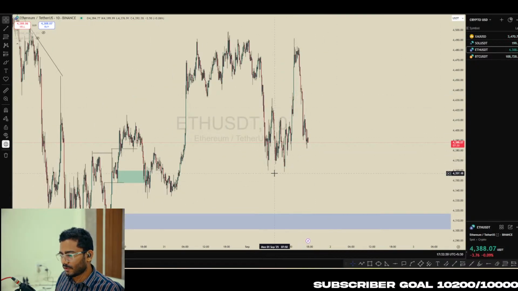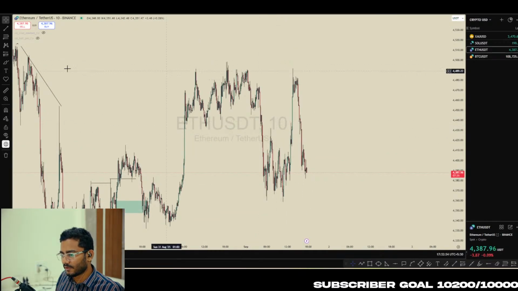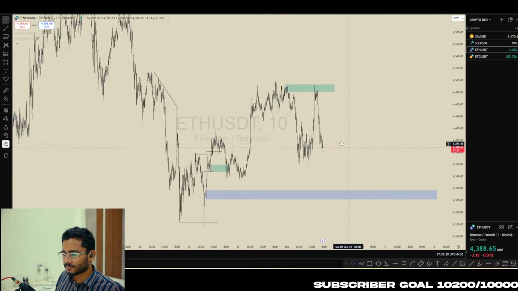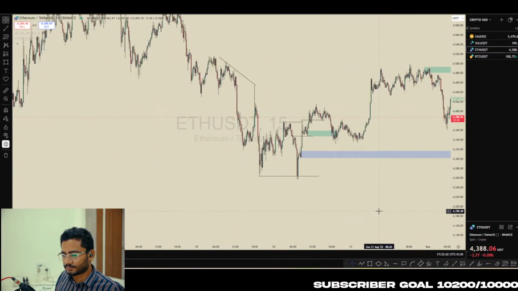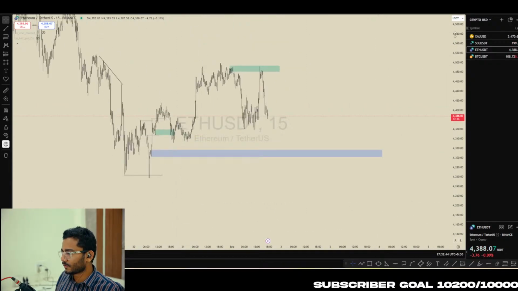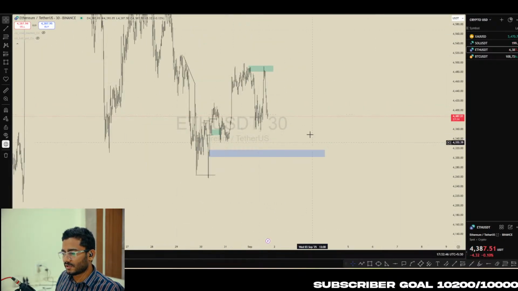So everything here has been mitigated. So this is a liquidity sweep, but this sweep has also been mitigated. Price is reacting from this order block. Right now, I think it's consolidation. Let's wait for price to break some kind of structure and then create liquidity.